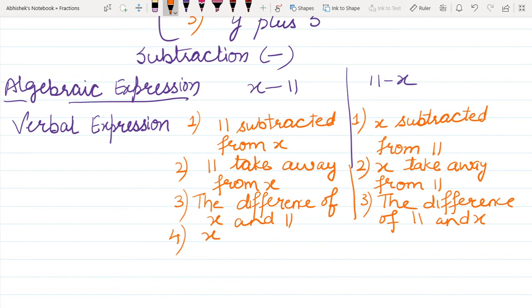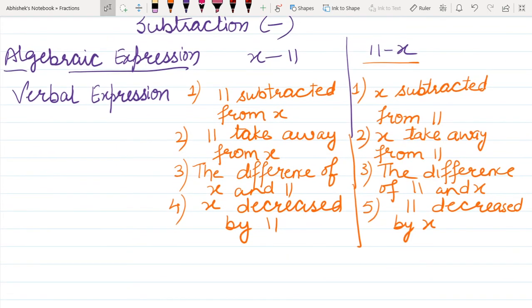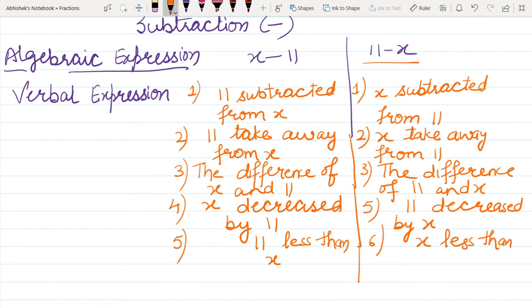X decreased by 11. In the 11 minus x expression, we will write 11 decreased by x. So we can express in this way also: 11 less than x. In this we will write x less than 11.